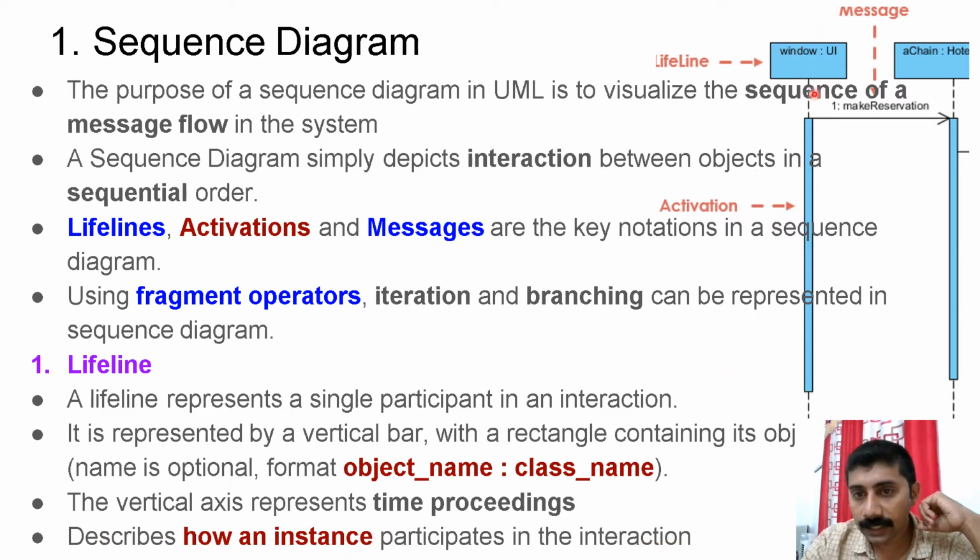Here you can see this particular dashed line is a lifeline. The name of that lifeline is window UI. That naming format is object name colon class name. UI is the class name, window is the object name. So this dashed line represents the lifeline, and here is the beginning of the time, and the time is proceeding in this direction.